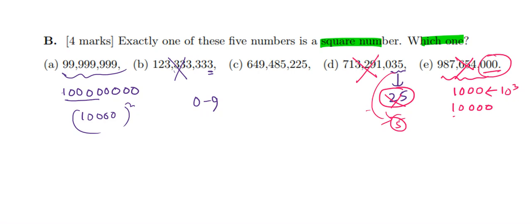So which option remains? The last option remains, and here the last two digits are 25, a multiple of 25, and these are the remaining options. So this is the correct option for that question.